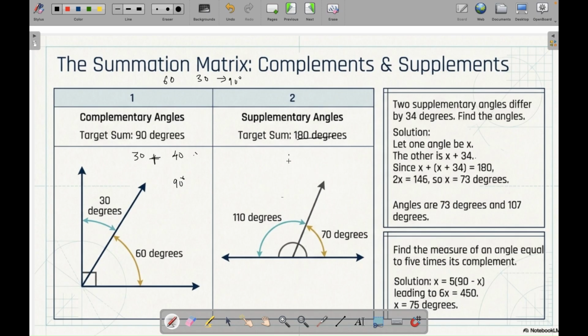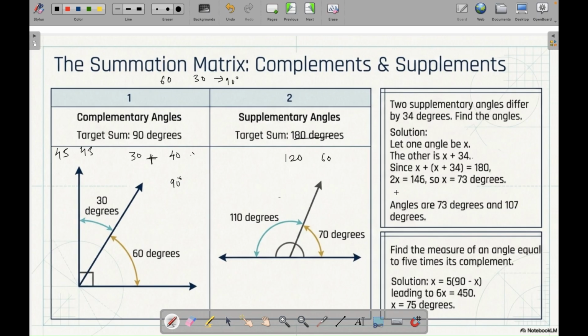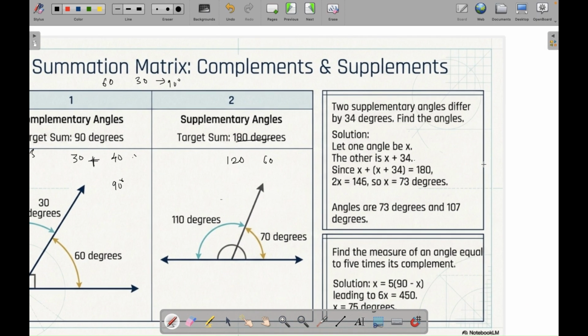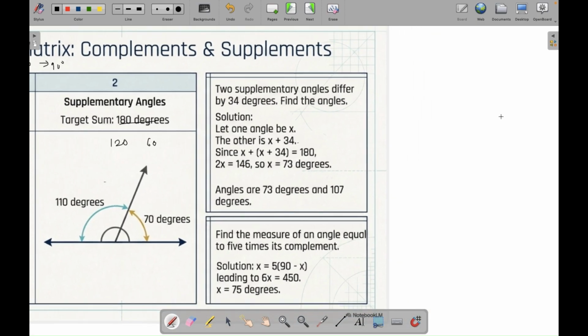For example, 120 and 60, their sum is 180 degrees. So they are supplementary angles. Okay. 45 and 45, their sum is 90 degrees. So they are complementary angles. Okay. Any doubt? Okay, I'll assume no doubts.